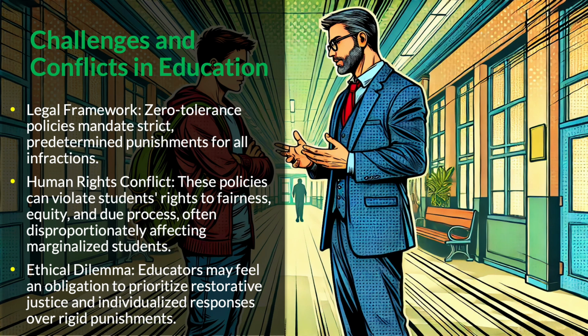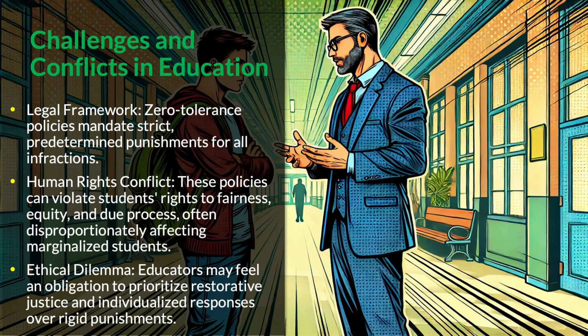Let's now discuss some of the challenges that arise when ethics, law, and human rights collide in schools. One example is zero-tolerance policies, which mandate strict punishments for specific infractions. For instance, if a student brings a prohibited item to school, they might automatically face suspension, regardless of the circumstances or intent. While zero-tolerance policies are part of the legal framework, they can create conflicts with human rights and ethical considerations. These policies often disproportionately affect marginalized students, raising concerns about fairness and equity.